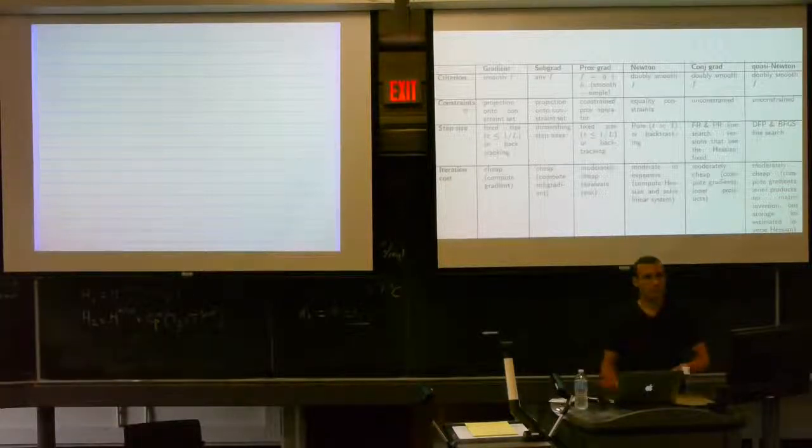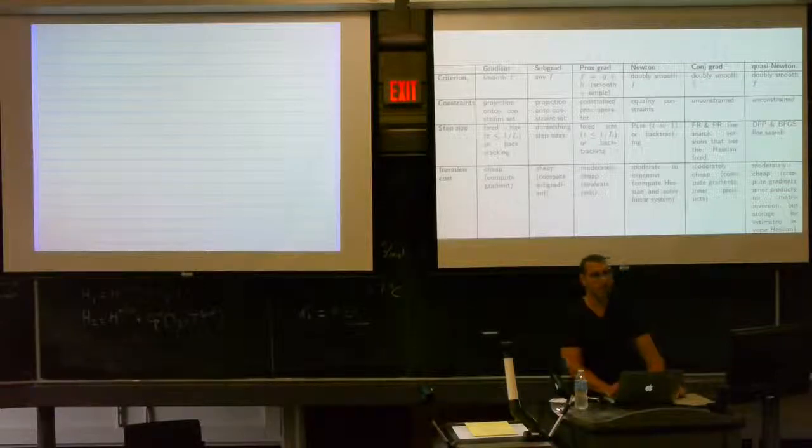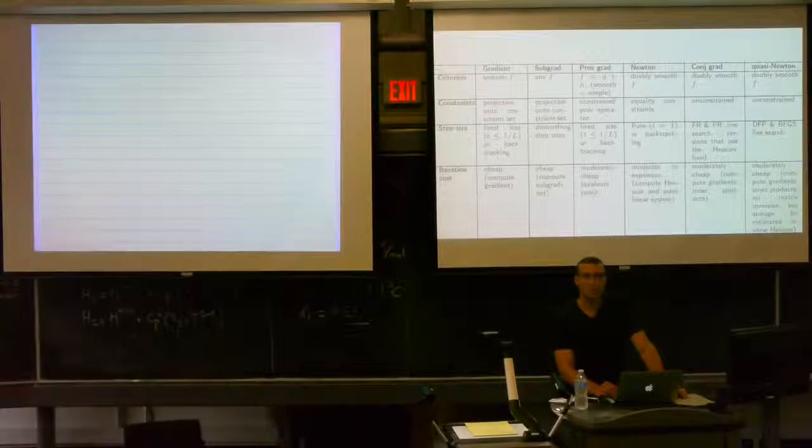How about constraints? What can we do with constraints for these methods? Well, we can do gradient descent if we can project onto the constraint set. Then we can take a projected gradient step. Same with subgradients. Any constraint set that we know how to project onto, we can handle with these methods.